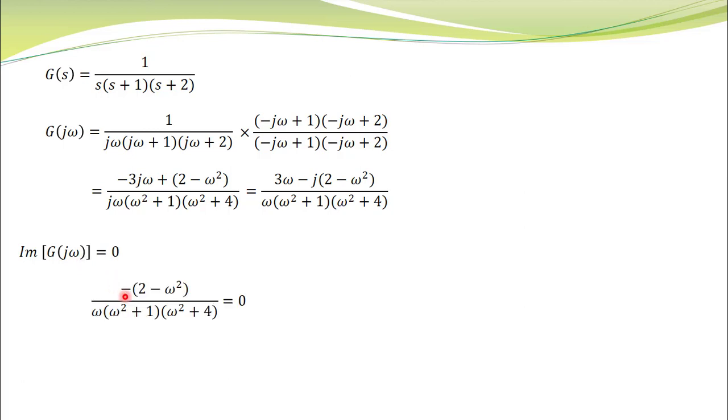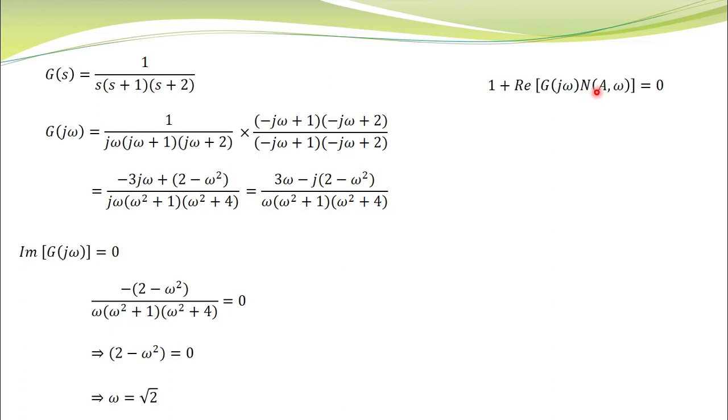So this has to be equal to 0. From here, what do we get? What is the value of omega? Omega comes out to be equal to square root of 2. Omega is equal to square root of 2. And from the second part of that equation, that is the real part of that equation, that is equal to 0. So 1 plus real of this thing is equal to 0.